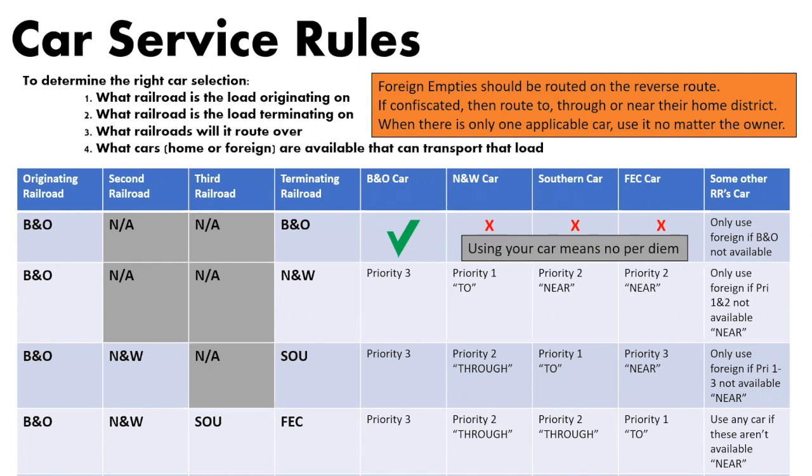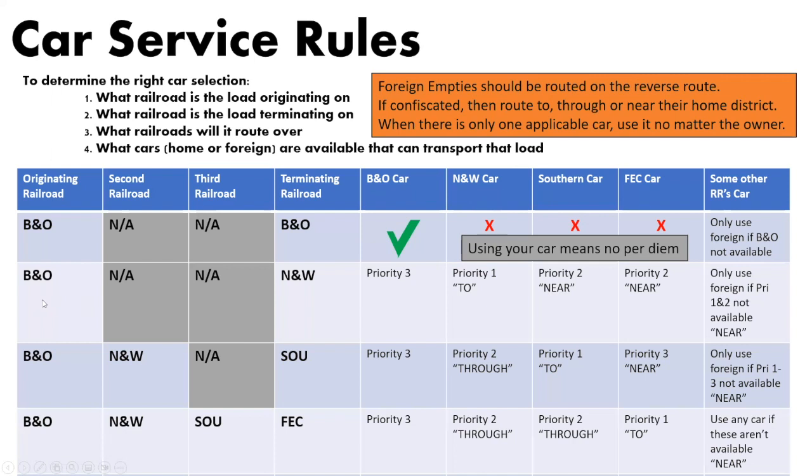Because you don't pay anybody per diem for it, and you get all of the revenue and all the per diem. It's perfect. Okay. The only reason you would not use your own car in this first scenario is that there's none of your cars available. That probably will never happen, but it could. So let's look at the first one where you actually have to interchange the car.